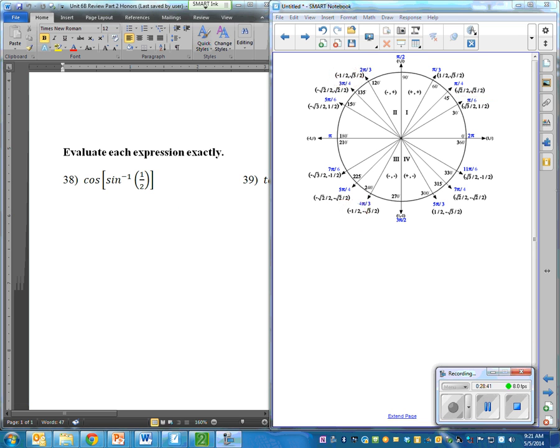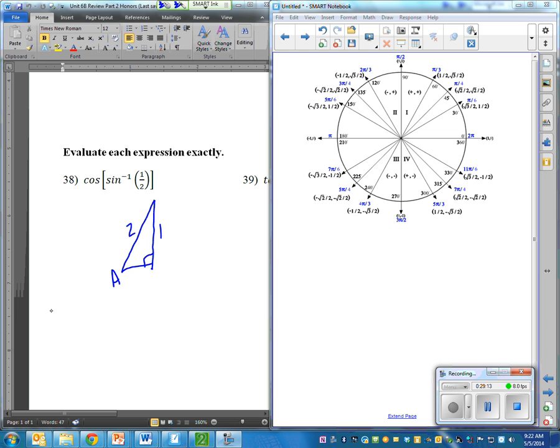Okay, number 38. It says sine inverse of 1/2. So what you're looking at is a triangle. Oh, that was a bad triangle. Let's start that over. So I'm looking at a triangle. My right angle is right here. I'm going to call this angle A for fun. The sine of this is opposite, which is 1, over the hypotenuse, which is 2. Then we have to use the Pythagorean theorem to find this other side.